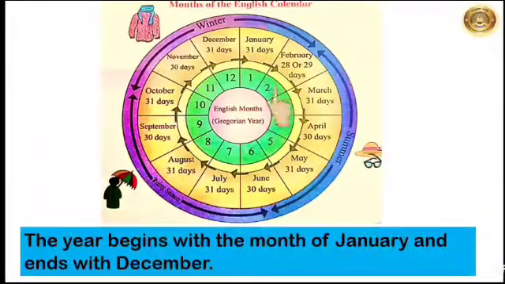So remember children, the year of English months starts with the month January and ends with the month December. After completing 1 year, again the next year starts from the month January. Like this, the circle goes on.